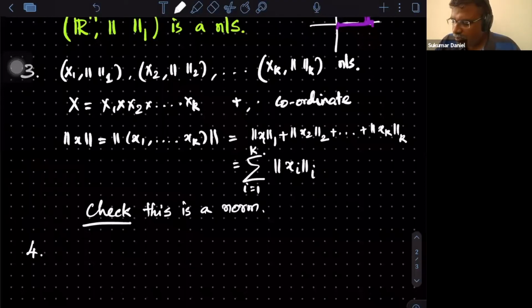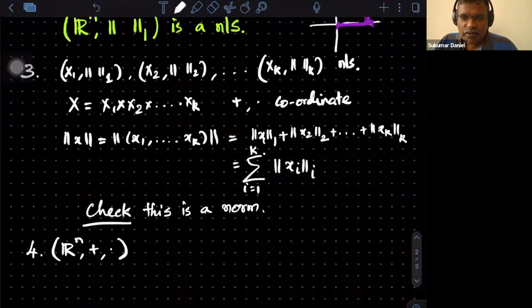So I consider the same Rn with the usual addition and multiplication. When things are clear, I will not spell out explicitly what the addition and the scalar multiplication are. So I may just say Rn. Slowly this will fade away. The context will make it clear what kind of addition and multiplication I'm using.